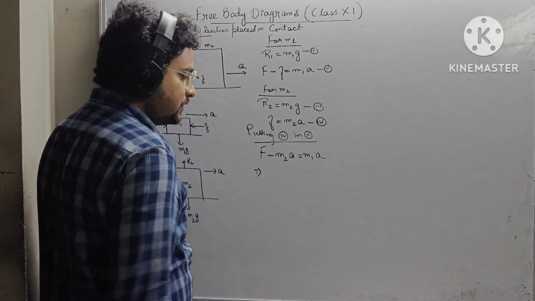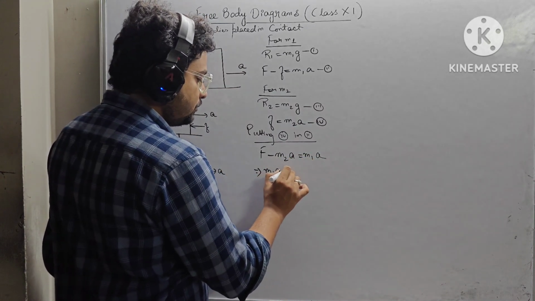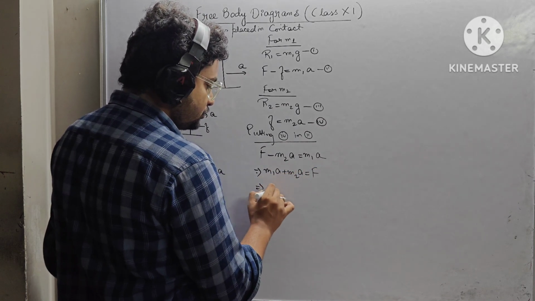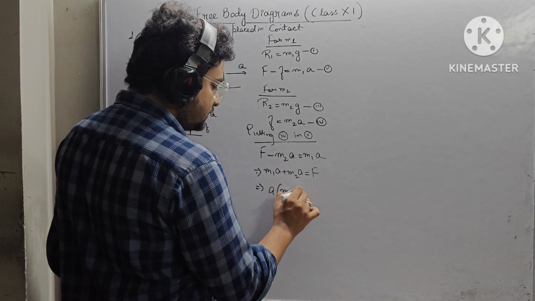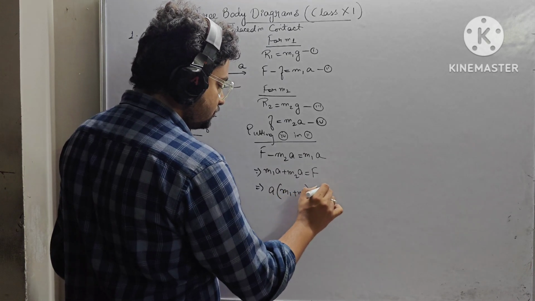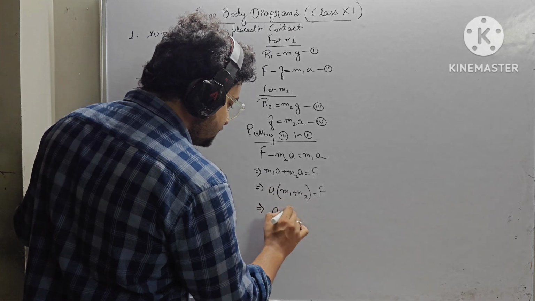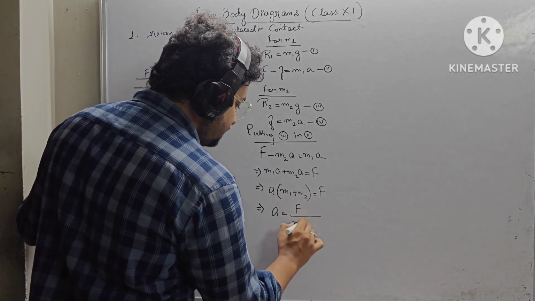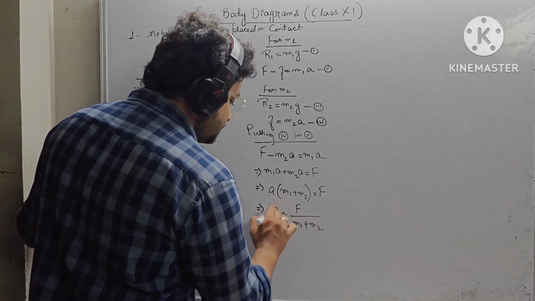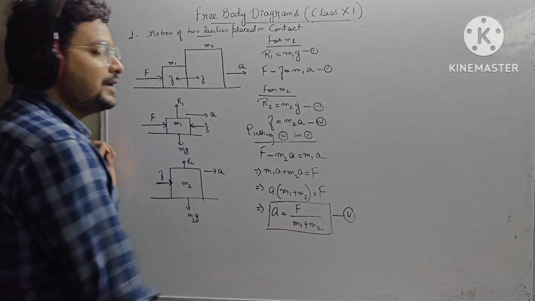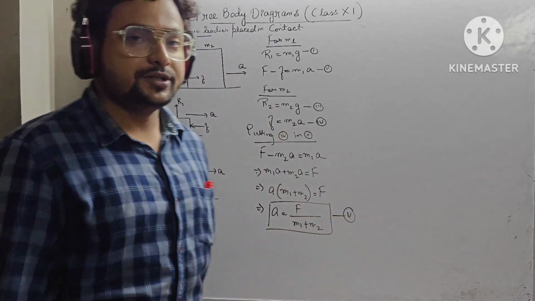Now if I solve this one, I will get M1A plus M2A will be equals to F. So A into M1 plus M2 equals to F. So A will be equals to F divided by M1 plus M2. So this is our acceleration, okay, for both the bodies.